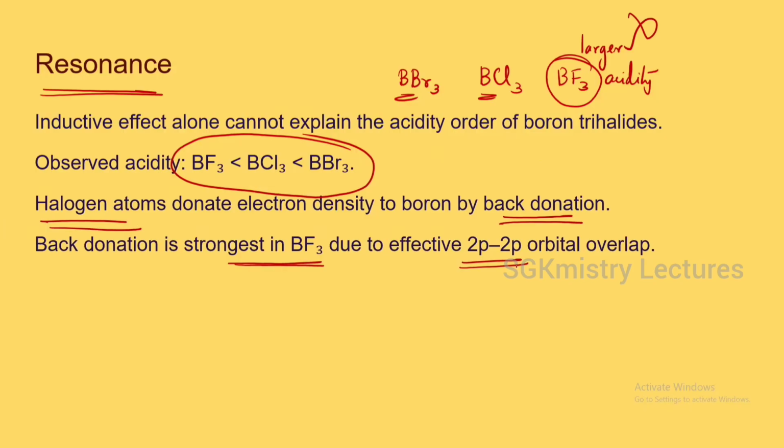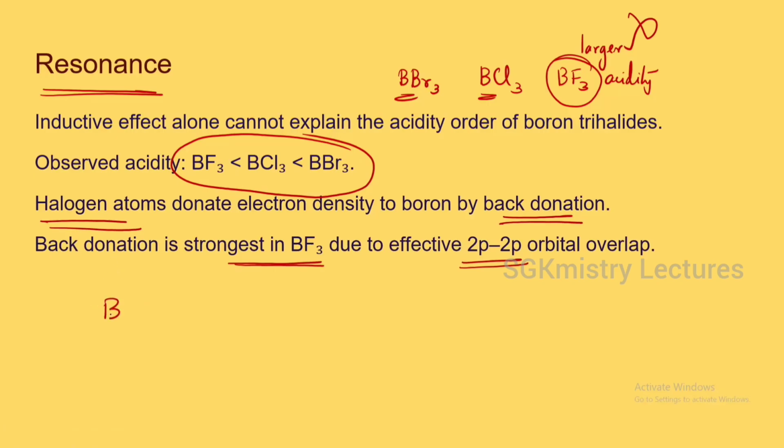Whereas in case of BBr3, let us look into how it takes place. First of all, in BF3 it is more effective, as I told, 2p and 2p. But in case of bromine, it is a 4p orbital which is involved. So 4p and 2p overlapping is not so effective. Because of that, back donation is not effective in case of BBr3, but it is very highly effective in BF3. So because of the back donation, the acidic character of BF3 is the least when compared to BCl3 as well as BBr3. So let us look into how this back donation takes place.